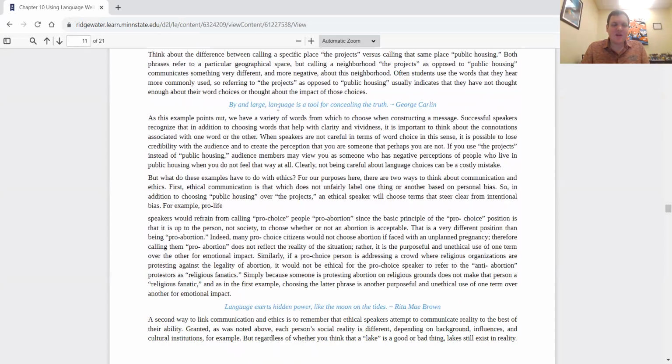So being careful when we're talking about topics, you've got to think about the difference between calling a specific place the projects versus calling that same place public housing. Right? Both are referring to the same space, trying to say the same thing, but calling something the projects is going to convey very different meaning than calling it public housing. So, again, similar words, but they're going to have very different meaning in the word choices that people use.